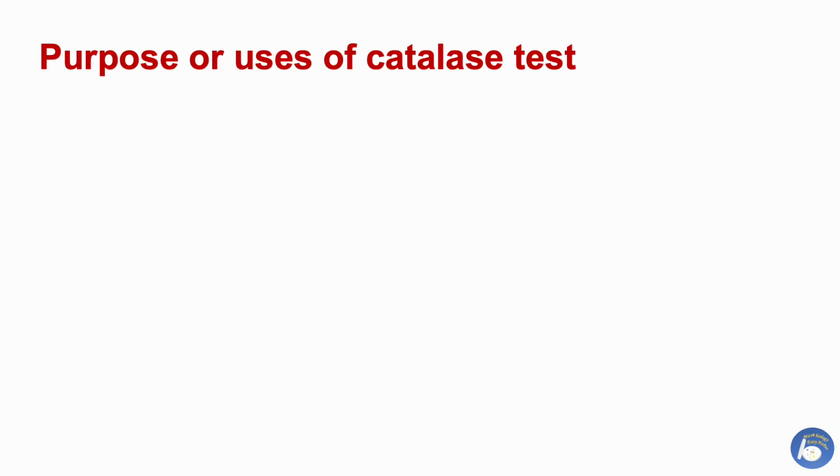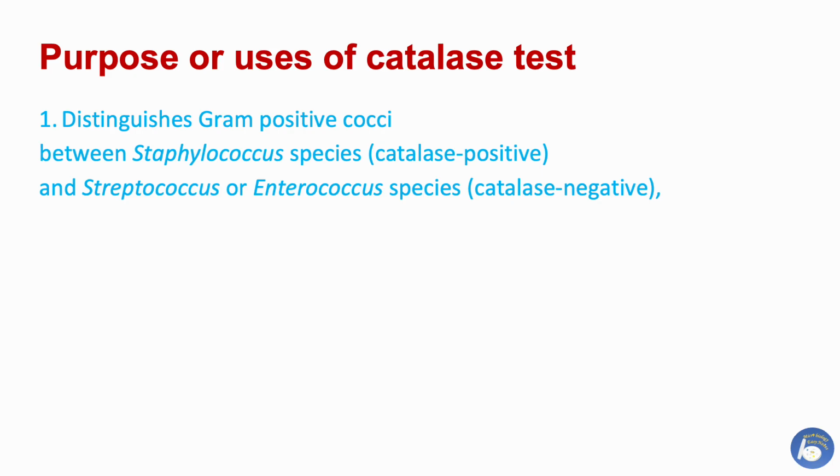What is the purpose of catalase test? First is differentiation of gram-positive cocci. This test distinguishes between Staphylococcus species which are catalase positive and Streptococcus or Enterococcus species which are catalase negative.